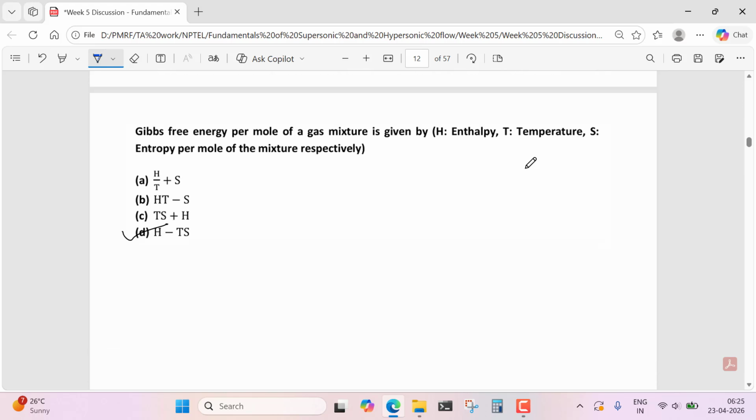Now we will see the second problem. Gibbs free energy per mole of a gas mixture is given by, where H is enthalpy, T temperature, S entropy per mole of the mixture respectively. So there are four options: A equal to h upon t plus s, B equal to ht minus s, C equal to ts plus h, option D h minus ts.